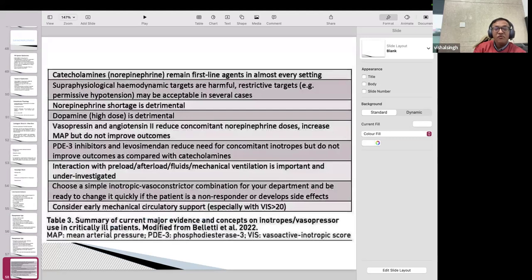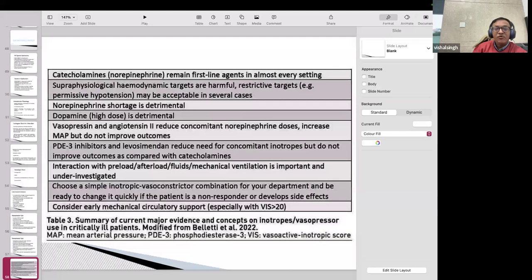This is again a short summary of all the current major evidence and concepts. Catecholamines remain first line in every vasoplegia, especially norepinephrine. Supraphysiological hemodynamic targets are harmful, as we just discussed. High dose dopamine should be avoided for any patient. Vasopressin and angiotensin reduce concomitant norepinephrine dosage, but do not improve outcomes as per the current literature. And PDE3 inhibitors and levosimendan reduce need for concomitant inotropes, but do not improve outcomes as compared to catecholamines as per the current literature. But that doesn't mean you stop using it. Use it, but knowing fully well not to overdo it. Use it in a balance with catecholamines.